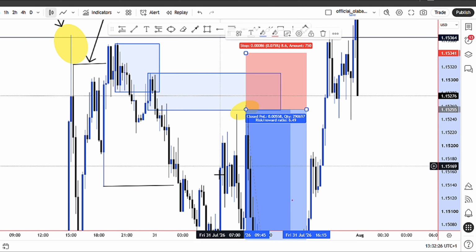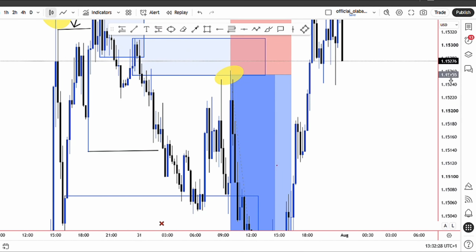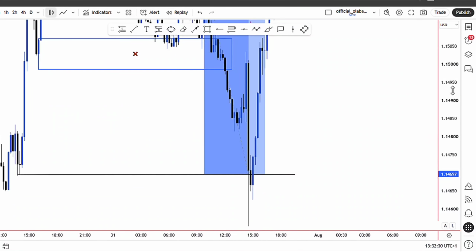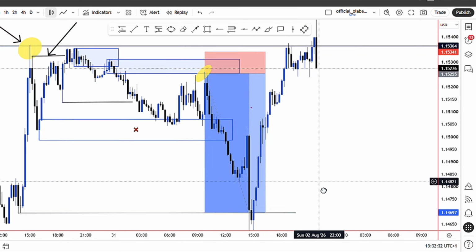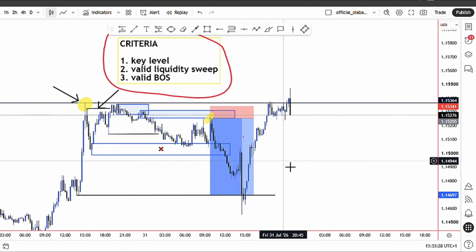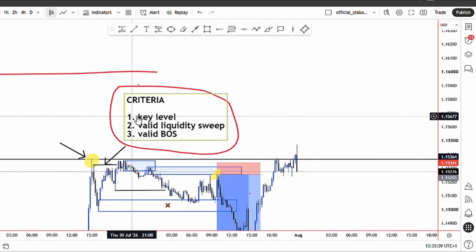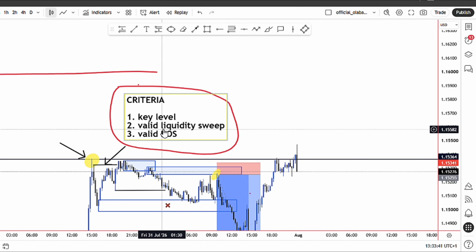So now you see how the market stood up from there, and boom, this is our exit. That's just that about identifying a valid supply and demand using just those three confirmations, which is, number one, your key level, your valid liquidity sweep, and your valid BOS.